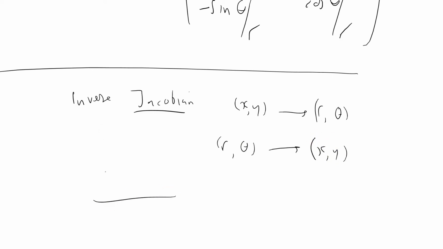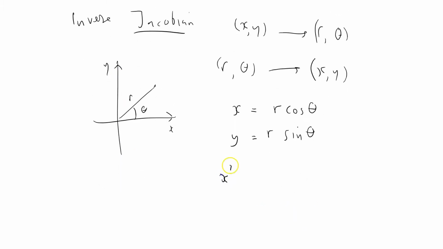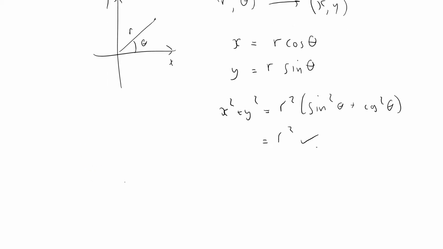Very simple relationship, so it never hurts to draw it. And of course x equals r cos theta and y equals r sine theta. So straight away we get x squared plus y squared equals r squared (sine squared plus cos squared), which equals r squared, so we're on the same page. Okay, so let's form the Jacobian here. What's the Jacobian of the inverse transformation?